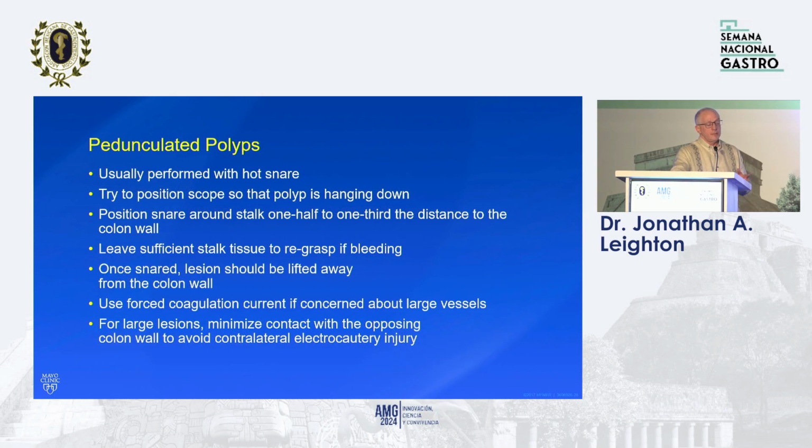For those pedunculated polyps, though, it's usually performed with a hot snare. You try to position the scope so that the polyp is hanging down, and position the snare around the stalk 1/2 to 1/3 the distance to the colon wall, because you want to leave sufficient stalk to re-grasp it if it bleeds. Once snared, the lesion should be lifted away from the colon wall, and use, as I said, forced coagulation as ideal, particularly if you're worried about large vessels. And for very large lesions, you want to make sure that you minimize contact with the opposing wall.